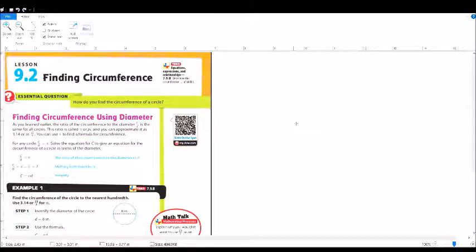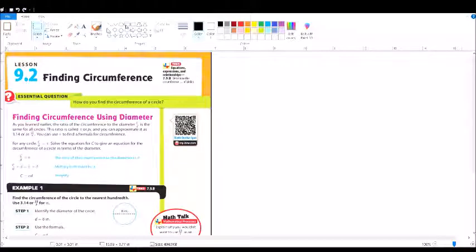For any circle, the circumference divided by the diameter equals pi. Solve the equation for circumference to give an equation for the circumference of a circle in terms of diameter. So, as you can see here, let me pull up my indicator circle. You have the circumference divided by the diameter equaling pi.